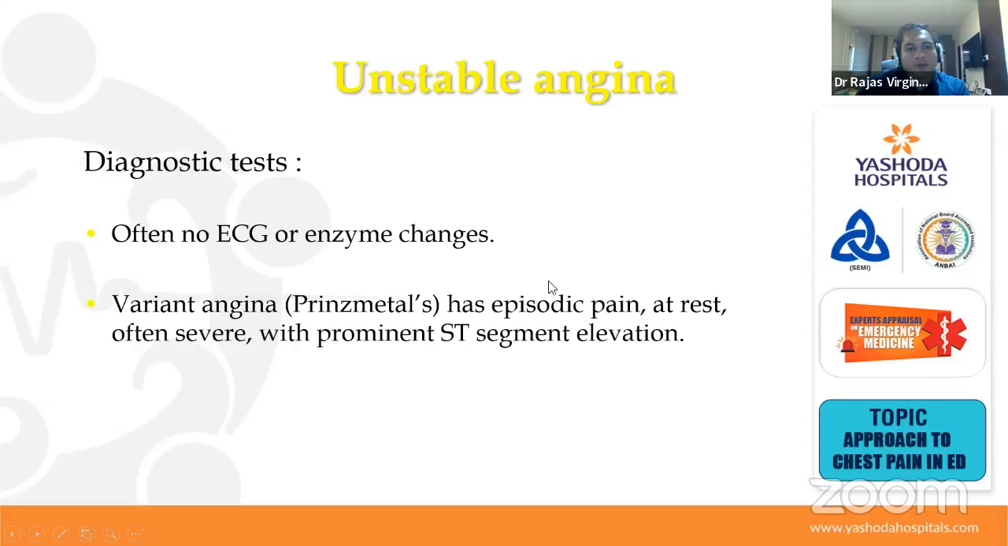You have to go by the history, and you would also want to do some bioenzyme tests, like troponin, which may come back normal. However, in the context of pre-existing coronary artery disease and classic angina, you have to have a high index of suspicion that this is now unstable. In variant angina, which is Prinzmetal's, you can have episodic pain at rest, severe, and you might see some prominent ST segment elevation as well.